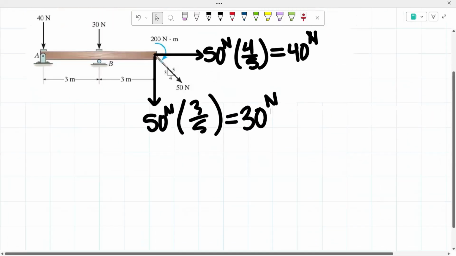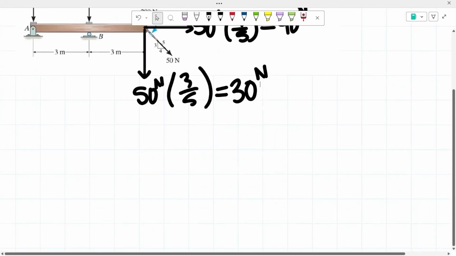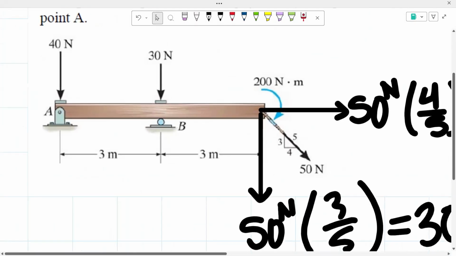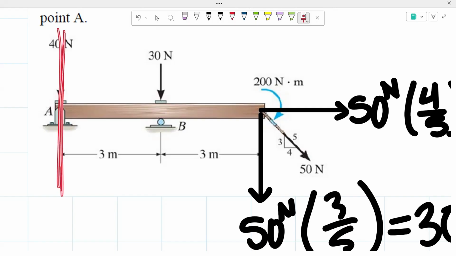So what I'm going to do first is write down all of our moments that are going to be occurring. To start off, we're going to start with our 40 newtons. As you can see, since it's a vertical force, it lies directly on that vertical axis of point A, so we know that's not going to be creating a moment. So we can negate that one.